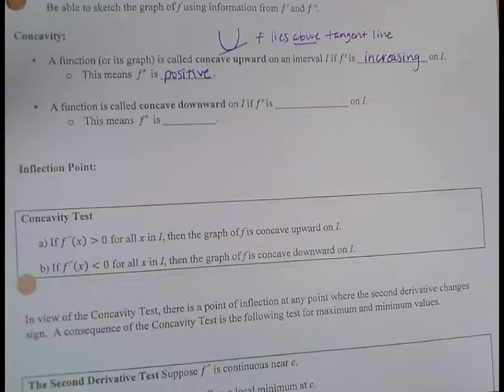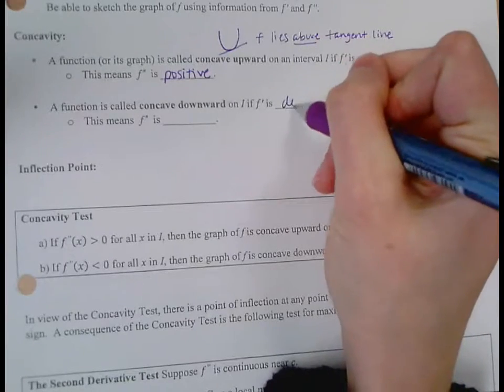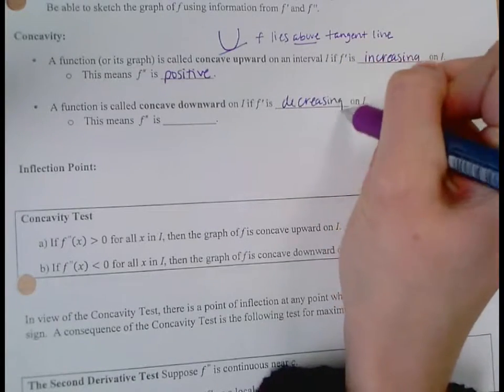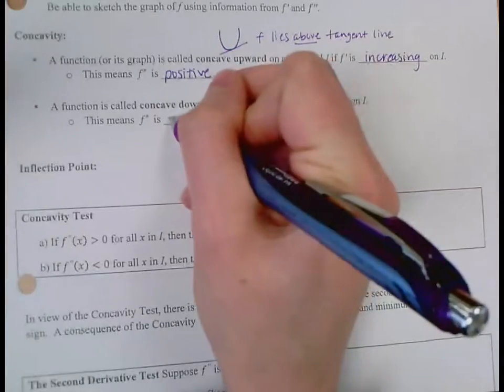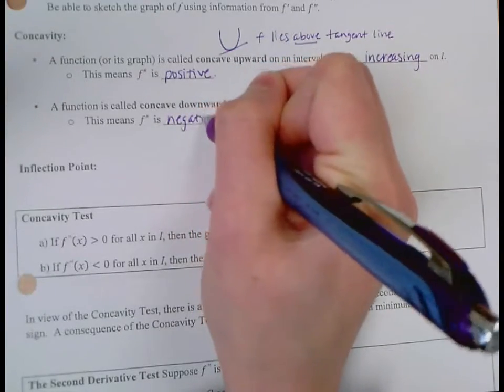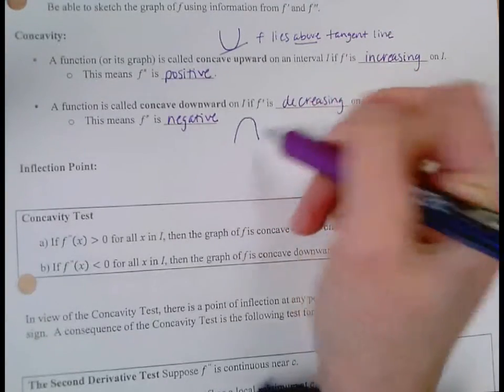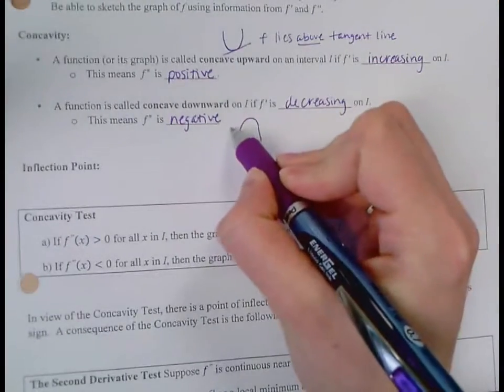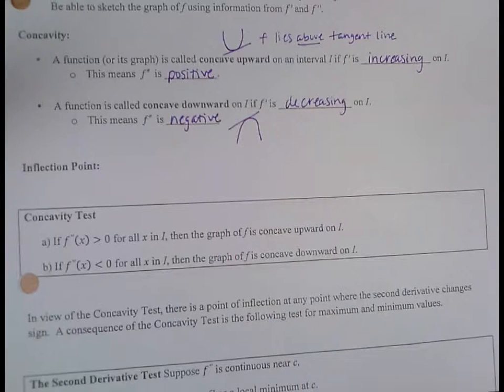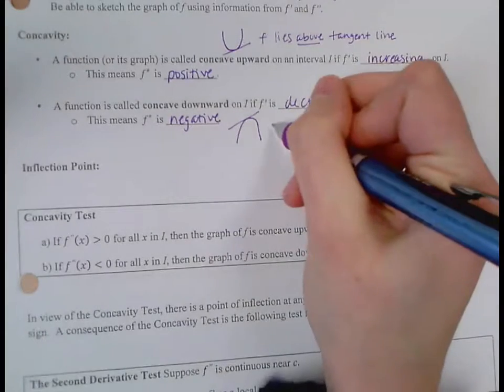So then just the reverse of that, a function would be concave downward on I if f prime is decreasing on I, and that would mean f double prime is negative. And then concave downward is a downward facing U shape. And anywhere along a concave downward curve, the tangent line is always above the curve, or f is always below the tangent line.